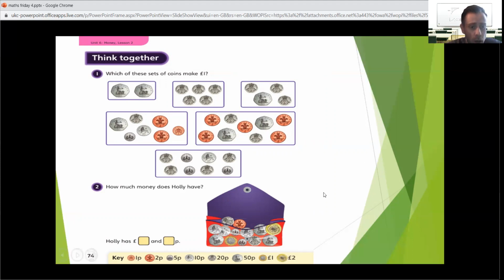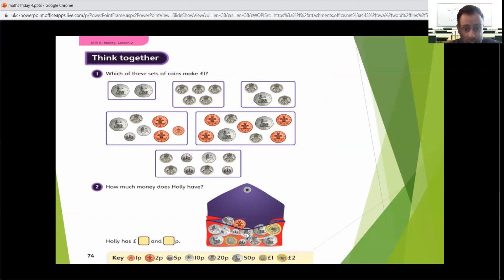Okay, so number 2, we had to count up how much money Holly had in her purse. Let me have a look. I'm going to do the pounds first. You can see a £2 there if I look very carefully. £2 and then another £1, so that's £3. And then I've got a 50p and another 50p, so that's £4. And then I can see another 50p, so that's £4.50. And then 20 and 20 and 10 makes another 50.